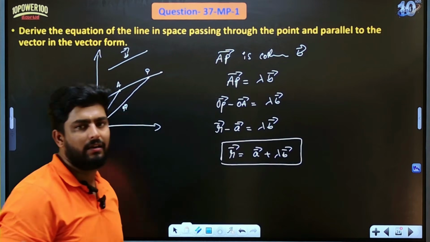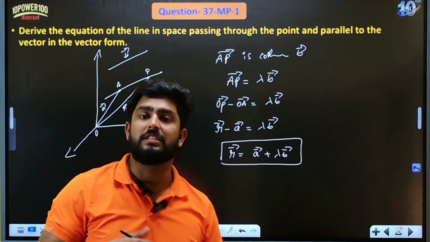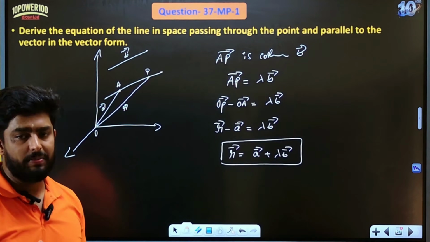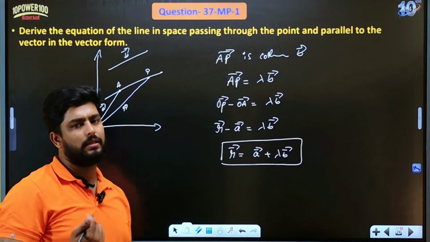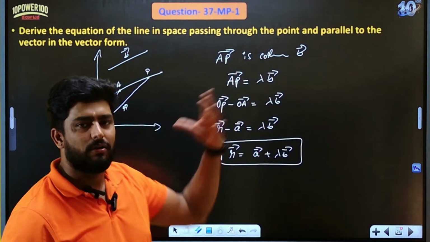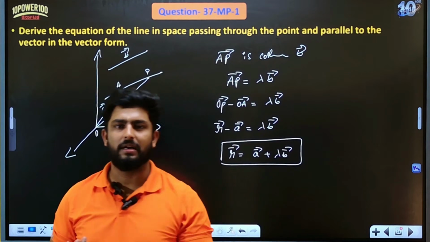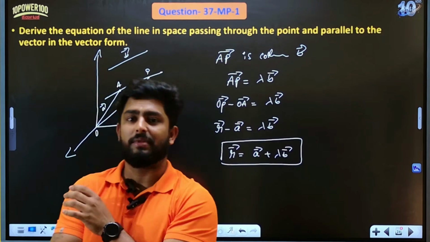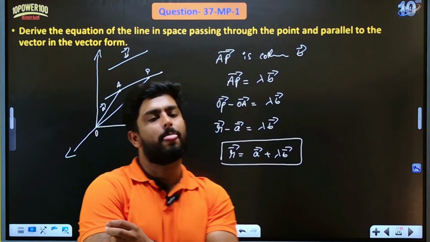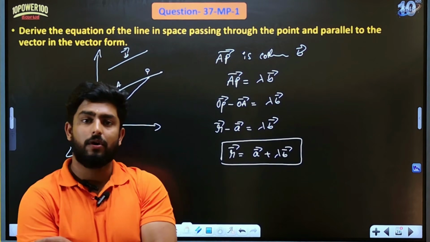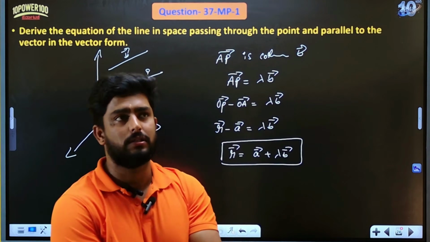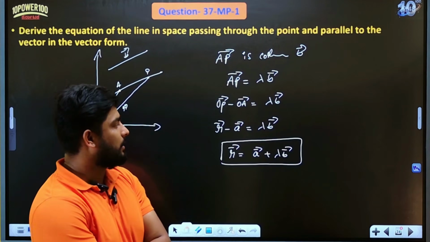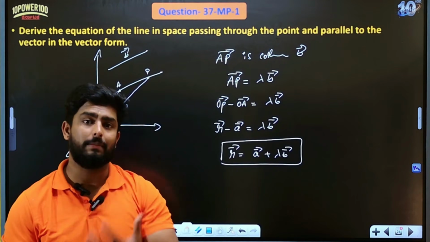So this is the vector form of the equation of a line passing through the given point and parallel to a given vector. This is very simple: AP is equal to lambda times B. Remember this, and write it here too. Don't write something else there and mess up. This is also one of the important questions for your final examinations. It was a 5 marker question earlier, but now it is a good question for 3 marks.